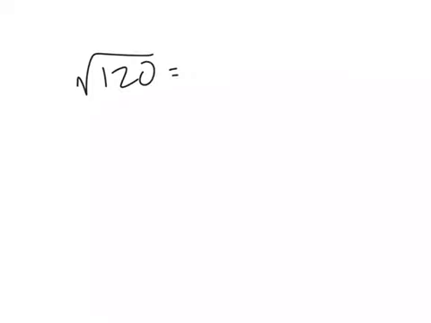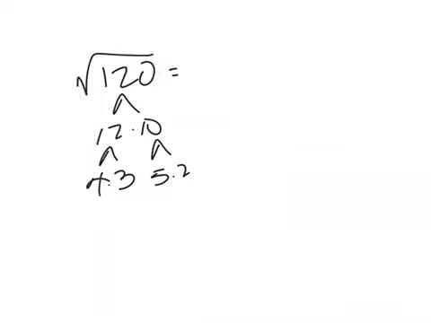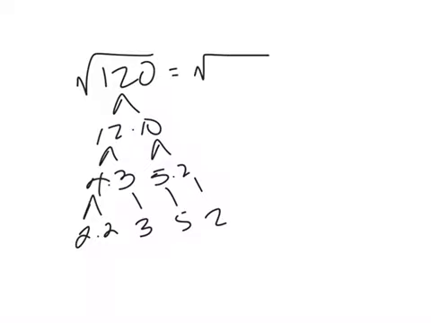So let's try another one. Try one last one. Now this one's 120. It's a little bit bigger. Okay, so we break our 120 down, and we get 12 times 10. The 12 will break into 4 times 3. The 10 will break into 5 times 2. This 4 will continue to break down into 2 times 2, then times 3 times 5 times 2. Okay, so this one breaks down into quite a bit.